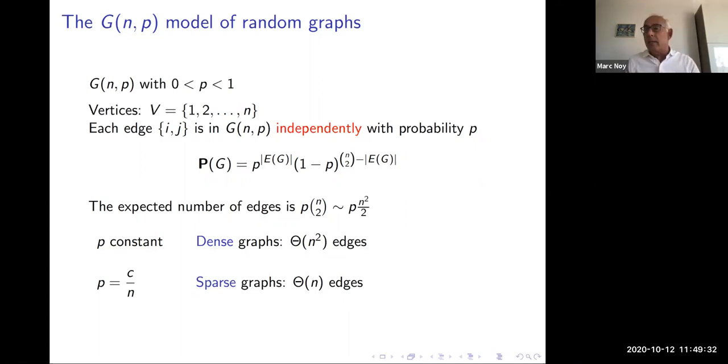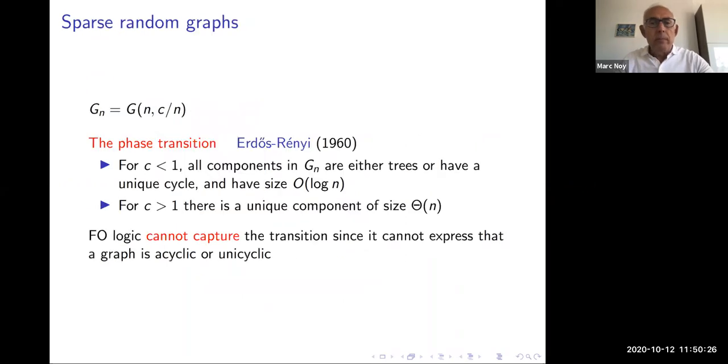This distribution is not uniform, but this model has been very well studied for the last, I would say, 60 years. The expected number of edges is the probability of an edge times the total possible number of edges, n choose 2. So it is p n squared over 2. If p is constant, then the number of edges is quadratic, and this is called dense graphs. But if p is proportional to 1 over n, then the number of edges in expectation is linear. This is what I will call sparse graphs, and today we are going to concentrate only on sparse graphs. It is the regime in which the most interesting phenomena in this model of random graphs occur. Again, I just shorten this to G_n, the random graph where the probability of an edge is c over n. I hope this is clear.